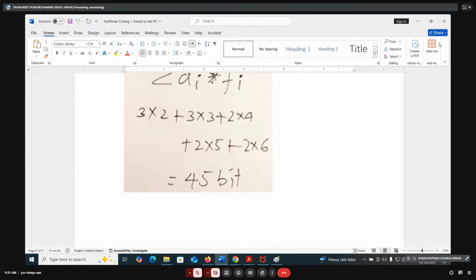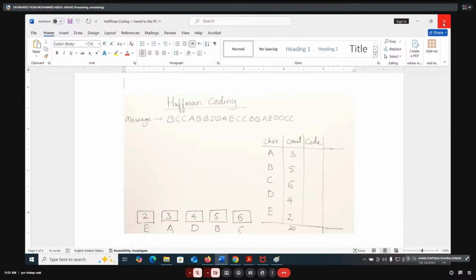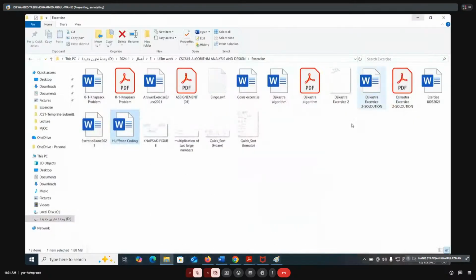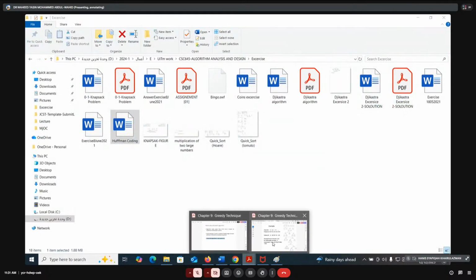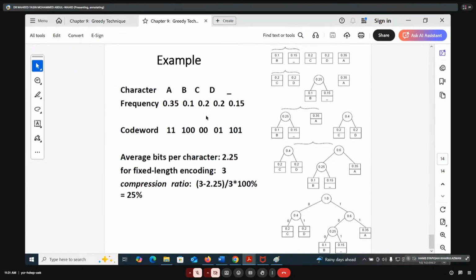Let's go to the example that we have here. I will send you this one, don't worry. But let us go to the example here. The characters I have are A, B, C, D. What are the characters that I have? A, B, C, D. So this is the frequency. How many times does it appear? So here 0.5, 0.1, 0.2, 0.2, 0.15, 0.35.